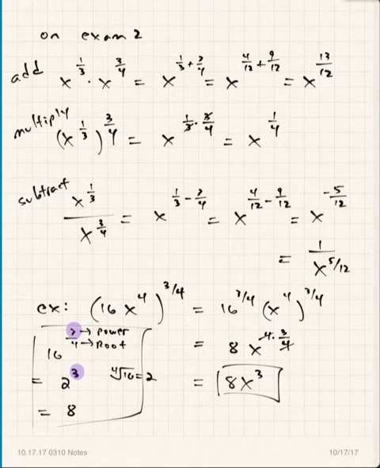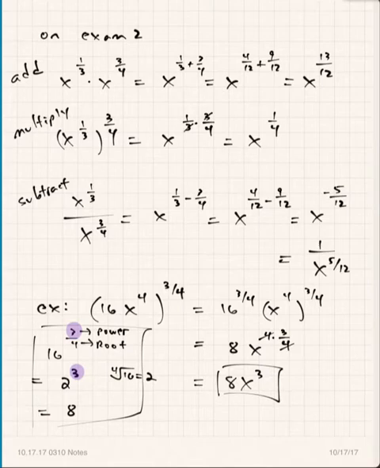So what is 16 to the 3/4? What is the 3/4 power telling you to do? It's telling you to do two things. It's telling you to take the 4th root of the number, and then take that and raise it to the 3rd power. Right. So you had to do both of those things, and so that's what I did. We're going to look at another one like that.